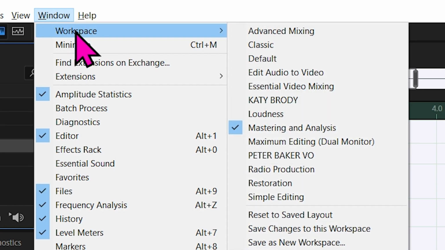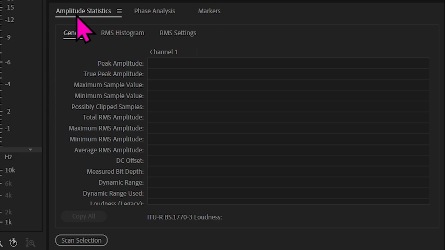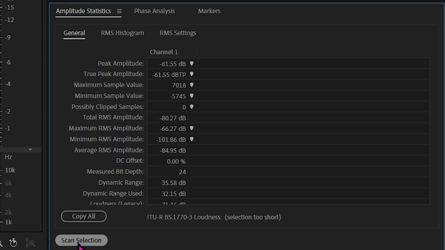Now go to Window, Workspace, and Mastering and Analysis. And if you click that, you'll get to this. And basically, this is the bit we've just recorded. Doesn't look like much there, does it? But we need to go down here to Amplitude, Statistics, and Scan Selection.